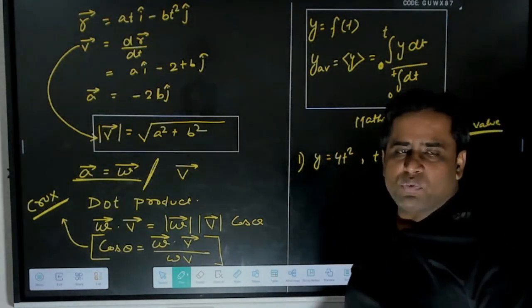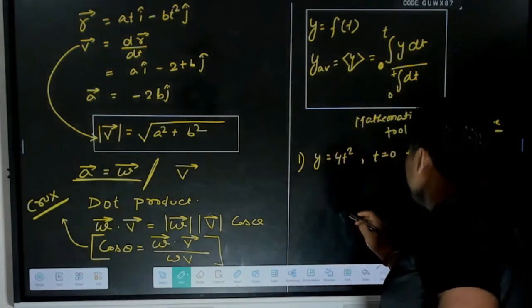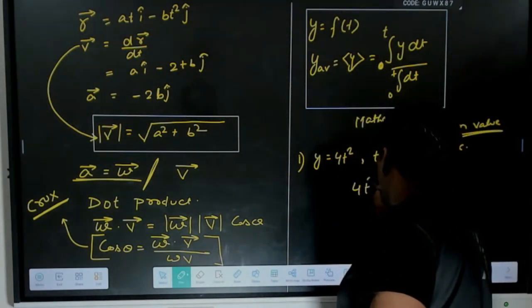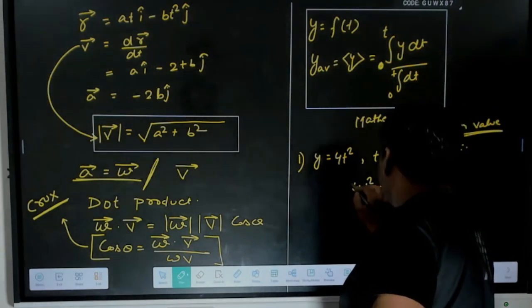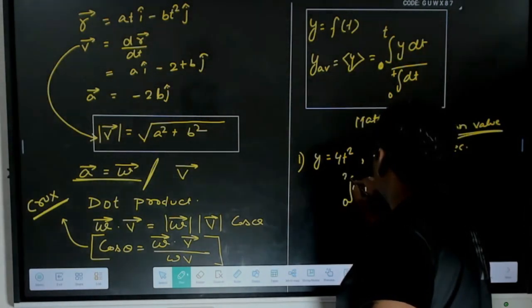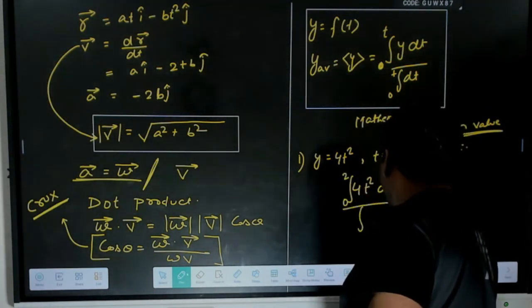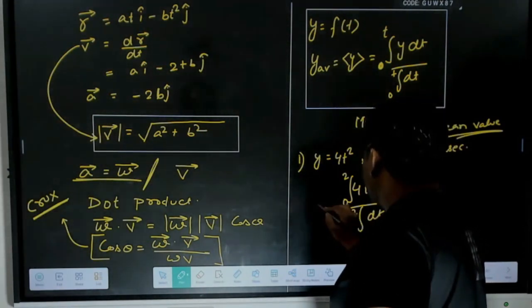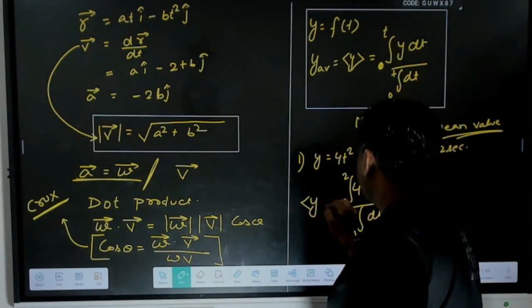So in that case, what are we going to do? We are just going to integrate it. 4t squared will be integrated with respect to dt within the limit of 0 to 2 seconds, and then it will be divided by the integral of dt within the limit of 0 to 2 seconds, and that way we are going to get the average value of y.